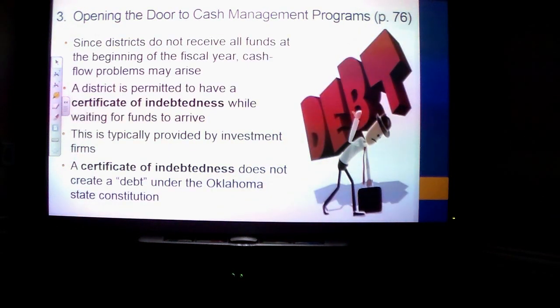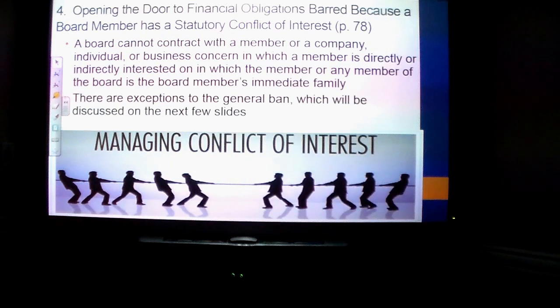So, looking at cash management programs, districts do not receive all funds at the beginning of the fiscal year, especially when you're dealing with the federal government. We've talked about this a lot in class. We've talked about the fact that people are sitting and waiting for their federal program money to actually come in. When that happens, the district can have a certificate of indebtedness, meaning they know the money's coming, they're just sitting and waiting for it to arrive, and investment firms are normally the ones that do this. Under Oklahoma law, that's actually not a debt. It's just basically saying, we know the money's coming in, we're not paying interest on it, but we're going to take care of it.